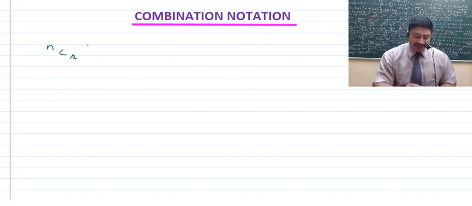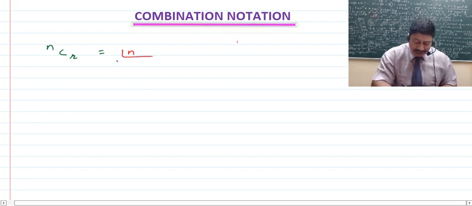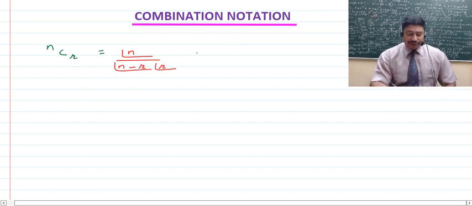So if we talk about this nCr, it is written like factorial n divided by (n minus r) factorial times r factorial, right? So this, children, is the notation of combination.